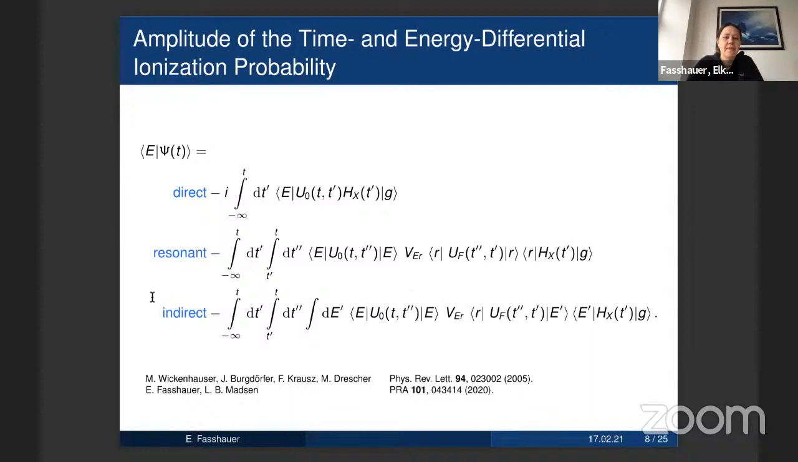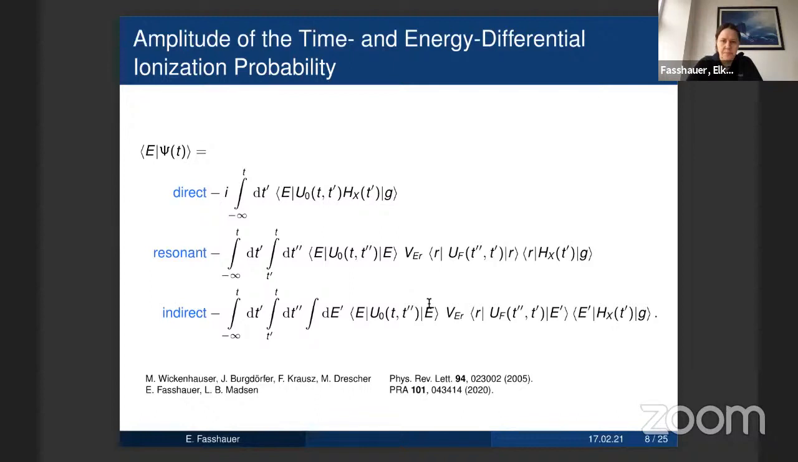And we can understand what this indirect term is by reading from the right. So we start in our ground state G. We excite with our laser pulse to a continuum state. The continuum state evolves in time and couples to the resonance state, which then decays under emission of an electron. The interference of these three components then gives us the time-resolved Fano profile.